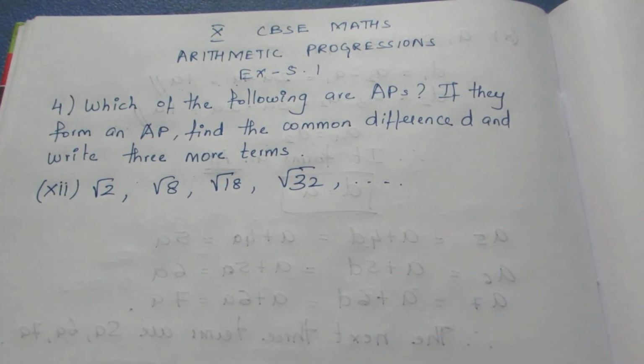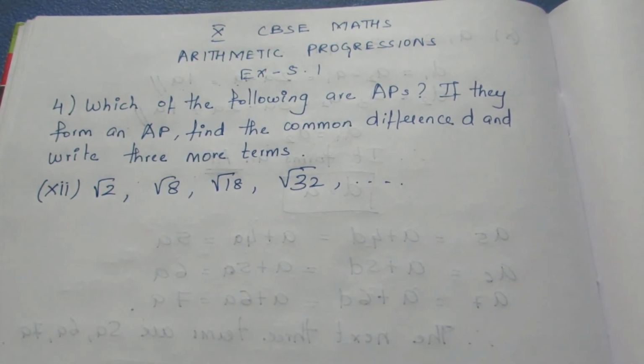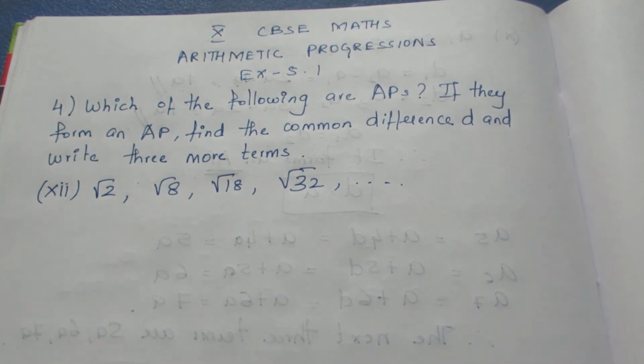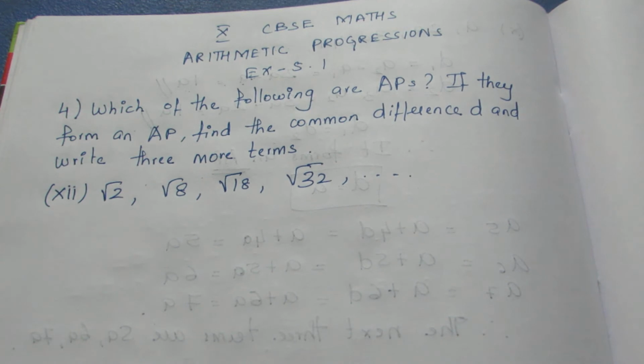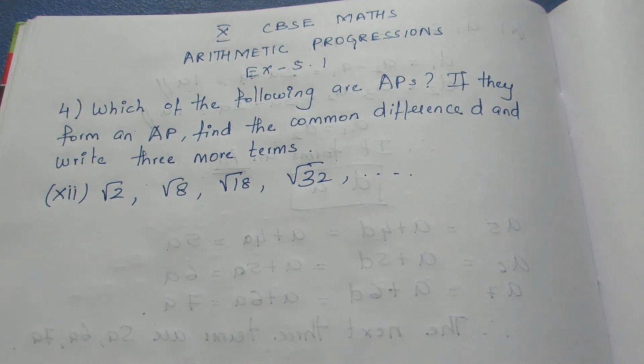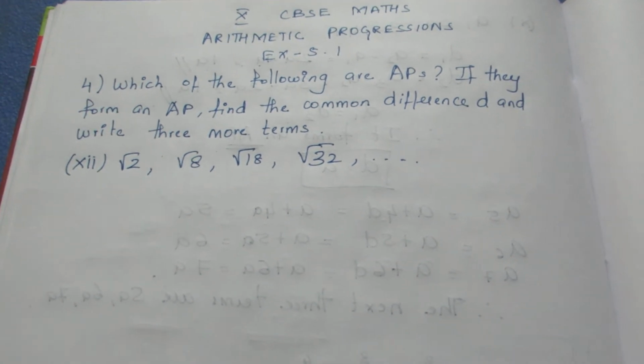Today we are going to see the 10 CBSE Maths Arithmetic Progression Exercise 5.1 sum. Let's see the question: which of the following are in AP? We need to find which are in AP. If they form an AP, find the common difference D and write 3 more terms. So if they form an AP, we need to find the common difference D and also the next 3 terms.